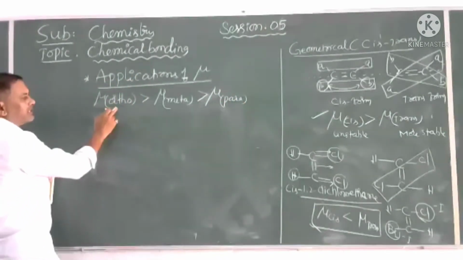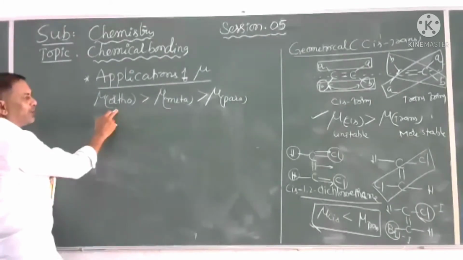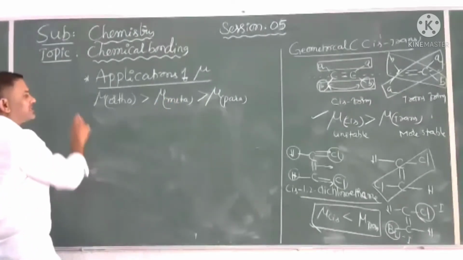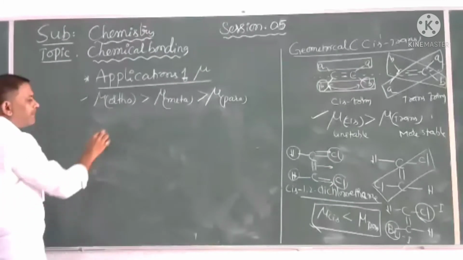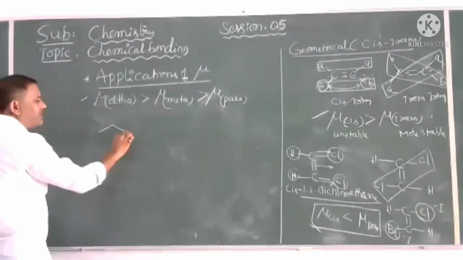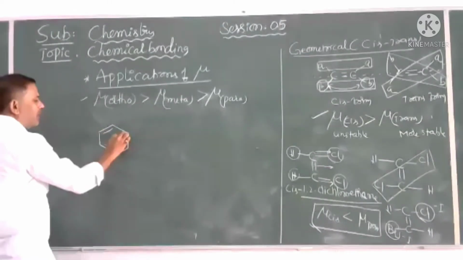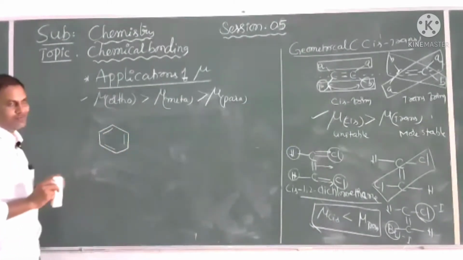So dipole moment at ortho position, same groups, that is ortho dichlorobenzene, meta dichlorobenzene, para dichlorobenzene. In such cases, at ortho position the moment is more. For example, I'll take benzene, a simple benzene molecule. This benzene molecule generally has a dipole moment of 0, planar structure.